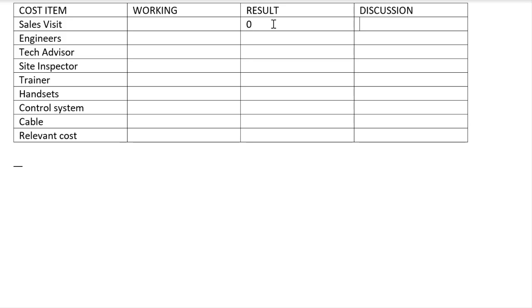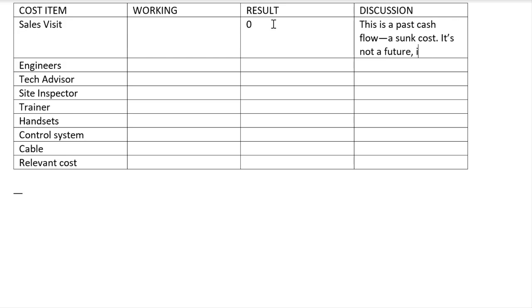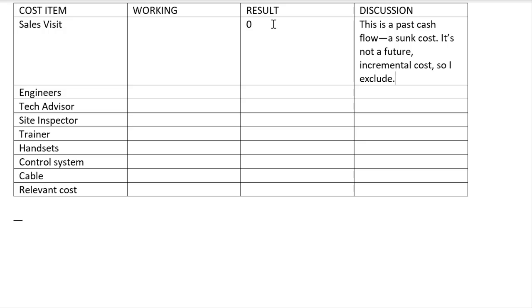And let's do exactly what they asked for. Let's make a detailed note. This is a past cash flow, a sunk cost. It's not a future incremental cost, so I exclude. Notice my writing style. Simple, direct. I'm not trying to achieve a perfect academic style, and they will not judge you for your grammar or your spelling. Write in a simple method as I'm showing you.